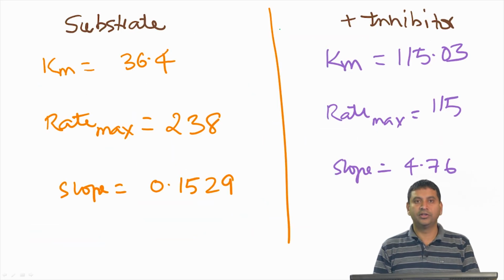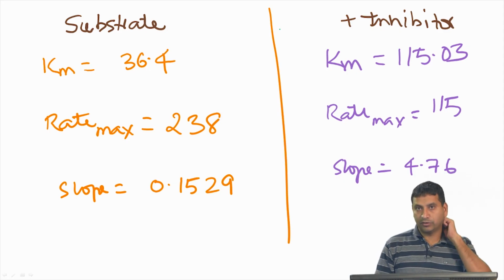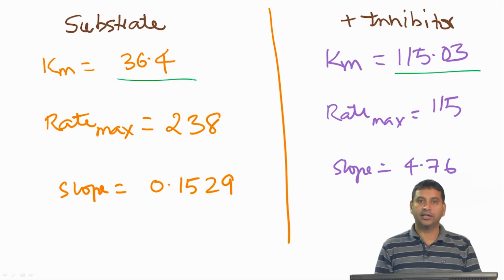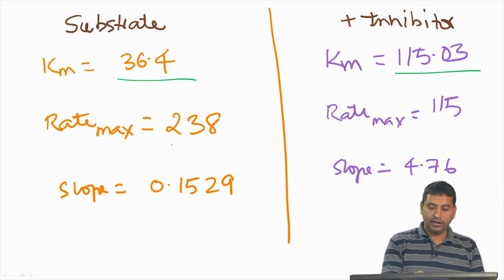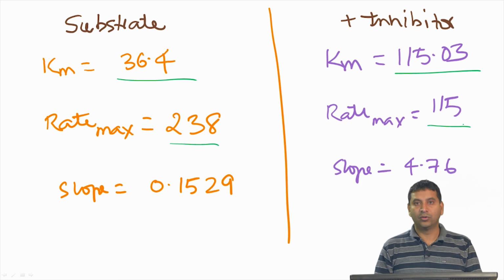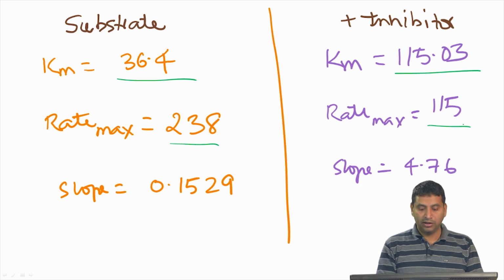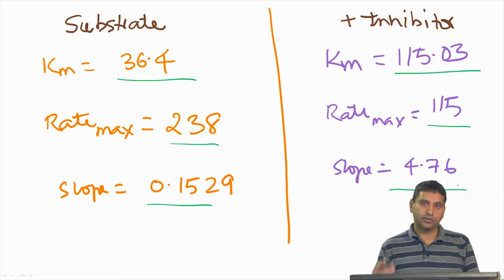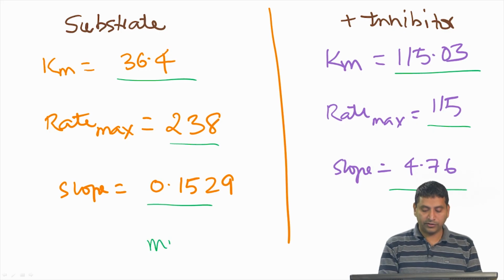Now if you put these two plots next to each other, you see that the Michaelis-Menten constant plus inhibitor does go up. So, you do see an increase, right, and the rate max is also going down as you would expect, but the slopes of these two situations are totally different. So, this is a case of mixed inhibition.